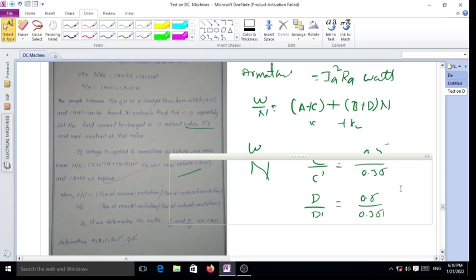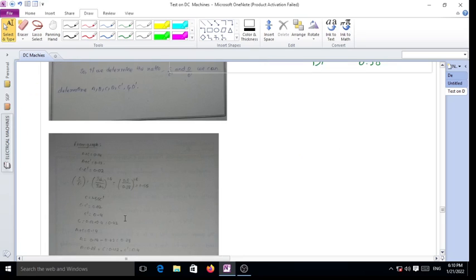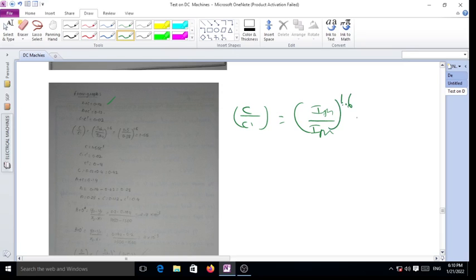So if we determine C by C dash and D by D dash, we can determine A, B, C, D. Here is how we are finding it. A plus C we are finding from the graph values. C by C dash is equal to, with the shunt field current of 1.6, we are getting 1.55. So the C dash value is found out.